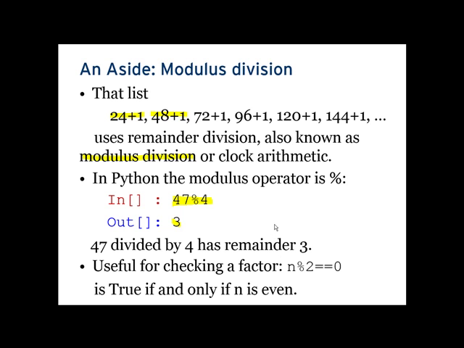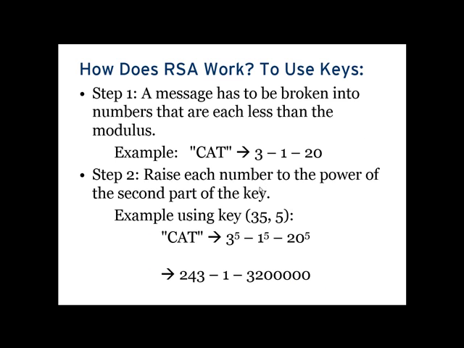Very often the modulus is used if we need to figure out if a number is even or not. If we perform n % 2, if we divide 2 into a number, if we get 0, then we know it's even, and if we get a 1, then we know it's an odd number. That's a very common use of modulus division. That doesn't really relate to RSA, just a little bit of review of modulus division, because we haven't done it since the fall. So for our message, we're going to send the word cat.